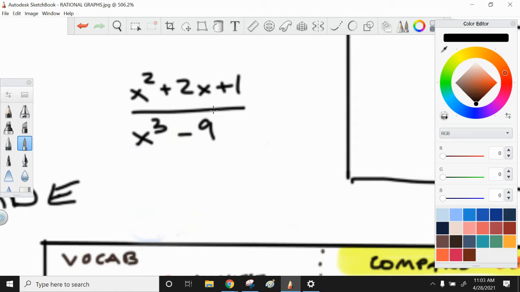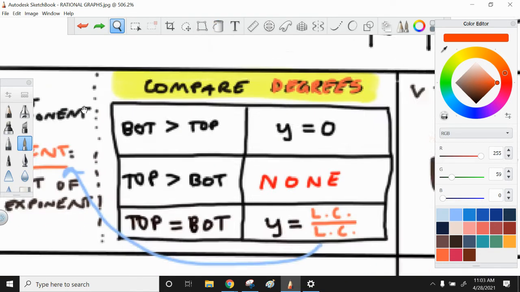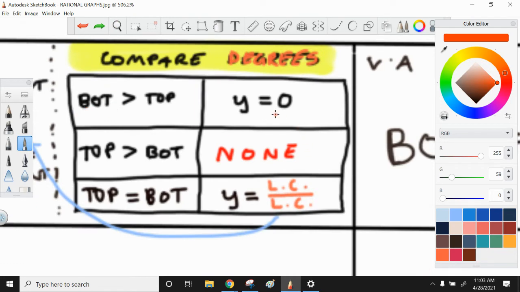The bottom does, right? What we've got here is a degree of 3 and a degree of 2, so the bottom is bigger. Okay, so we're going to reference our chart now. If your bottom is bigger, y equals 0. There you go. We're done. Y equals 0 is the whole horizontal asymptote. We don't have to think about it too much.